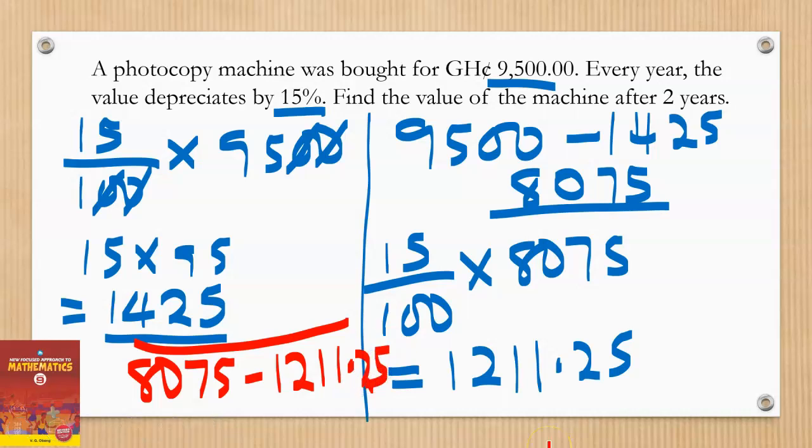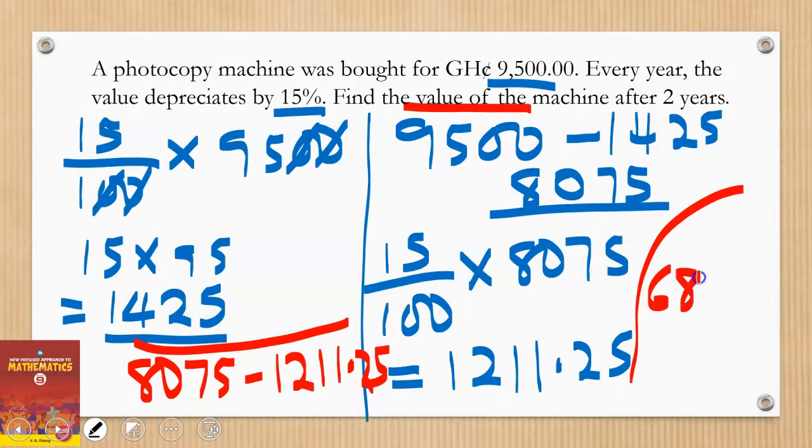So that is the new price, or the value of the machine after 2 years. When you do the subtraction very well, you get 6,863.75. That is the new price, or the new value. I'm sure it makes sense, right?